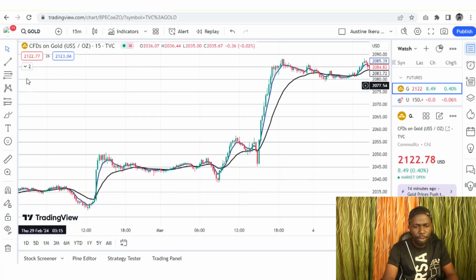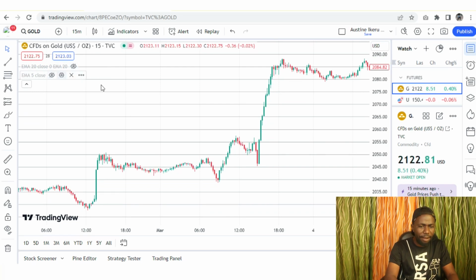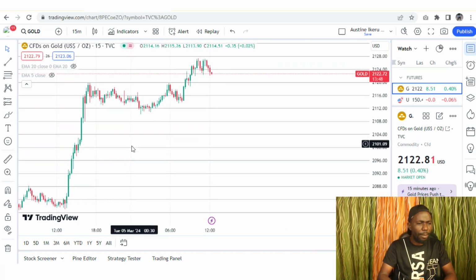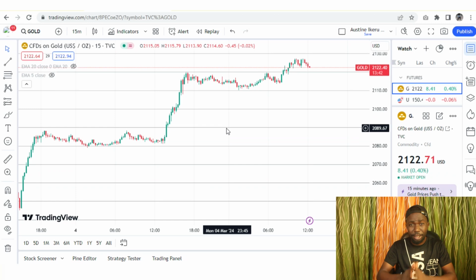All right, we are on a live chart of gold. So this is a live chart of gold, and like I said, as a day trader, I normally make use of the 15-minute time frame, because that is the time frame that day traders normally use to trade the forex market.